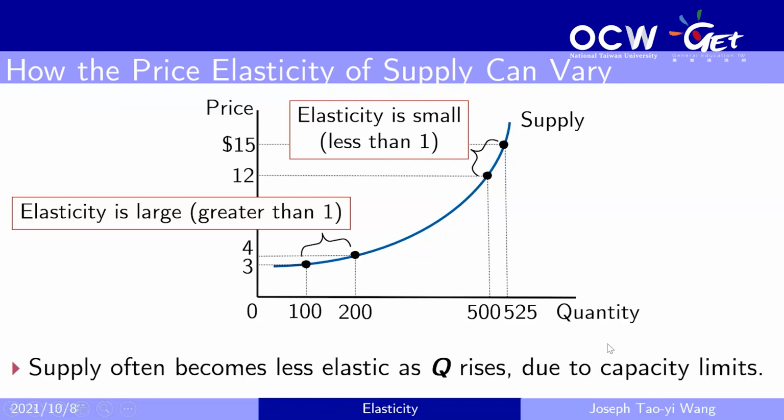Usually this is the case, especially if you have capacity constraints. So you can only supply that much because your factories are already running 24 hours a day. Even if you want to, if you're facing higher prices, cranking up production is not that easy.